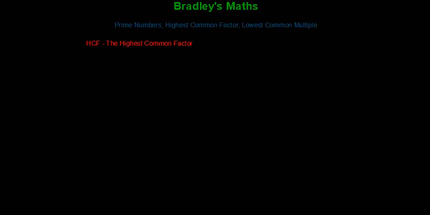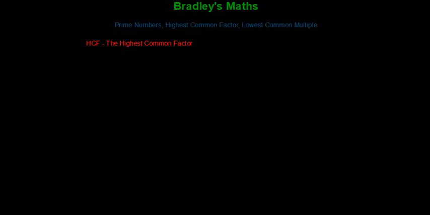This is video 1.3b, the second of three videos aimed at worksheet 1.3, prime numbers, highest common factor and lowest common multiples in the number for GCSE mathematics range. The worksheet is available on my website.